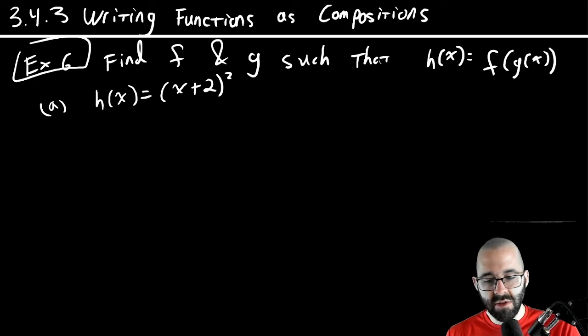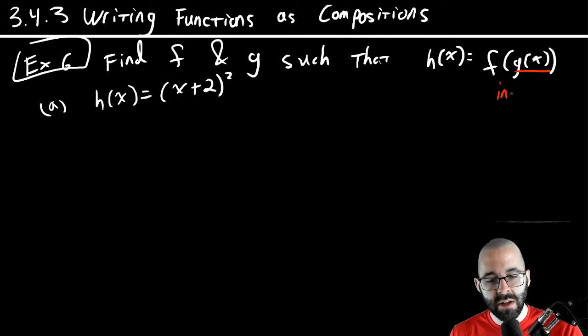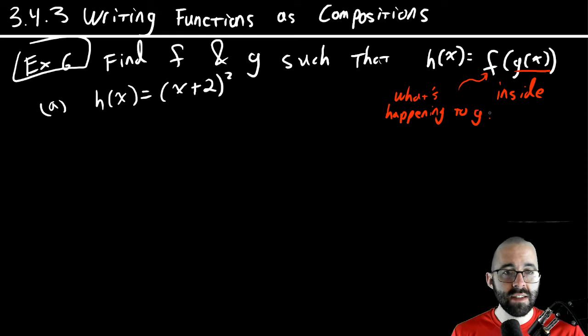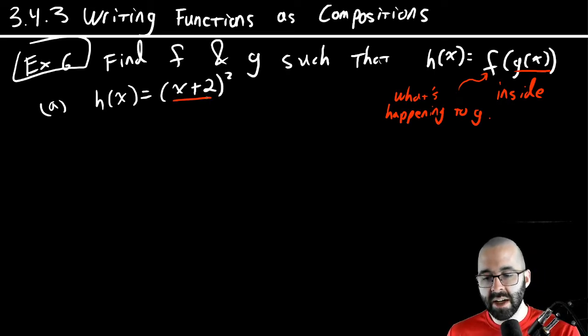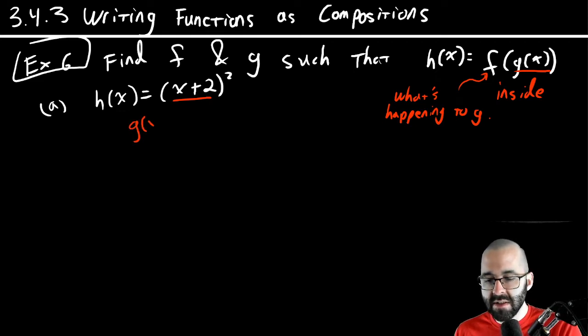So if we look at this, find an f and g such that g is the inside function and f is what's happening to it. g is going to be the inside and f is going to be what's happening to it. So that's how we're going to approach this. How can we find an inside function here? Well, it can really just be what's on the inside of the parentheses sometimes. Let's say g of x equals the inside function, x plus 2.